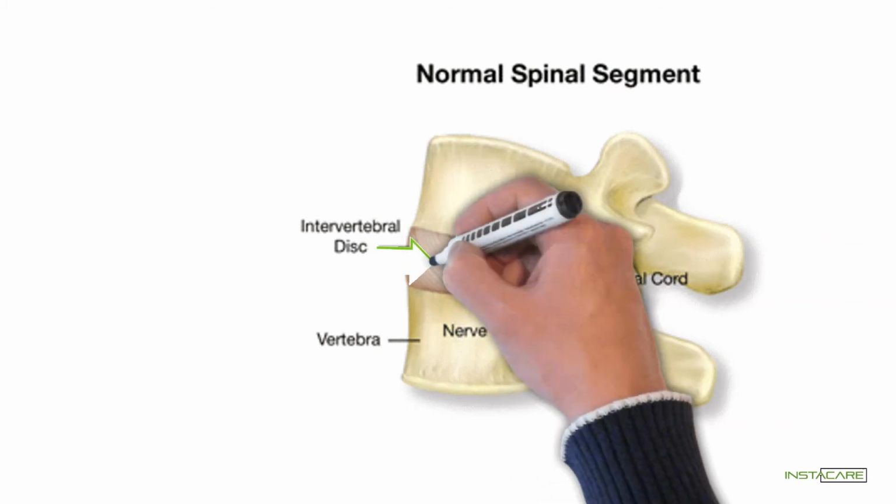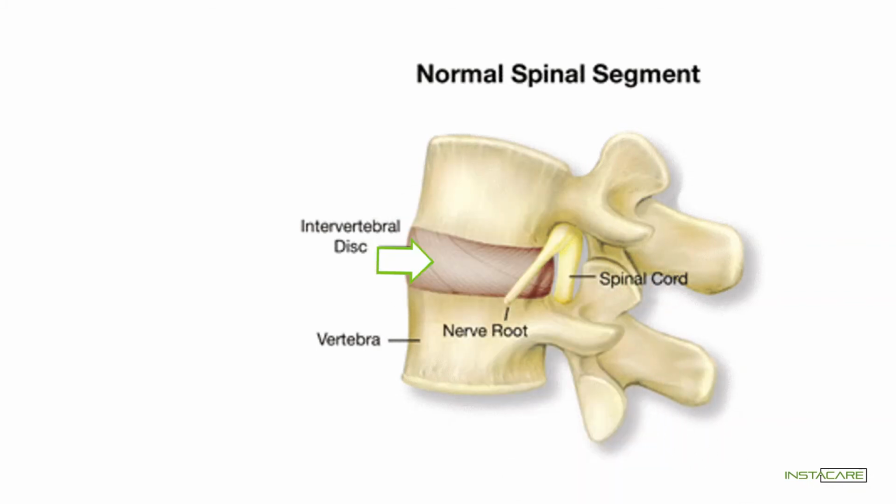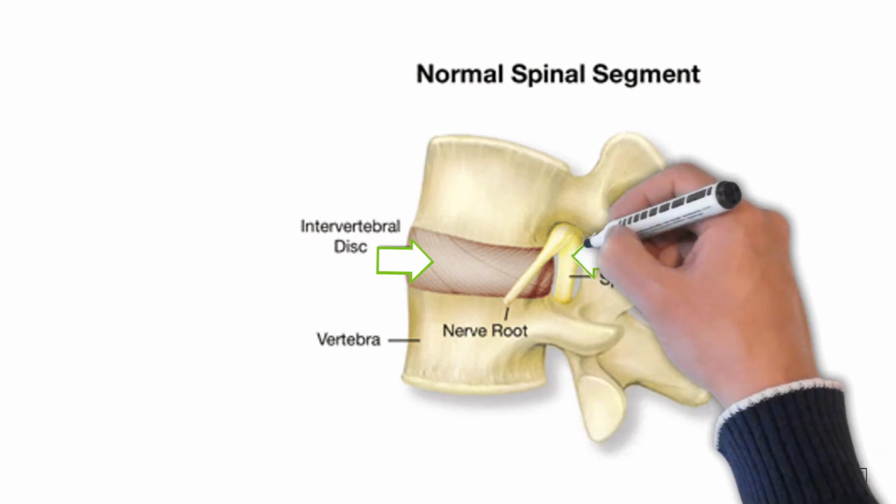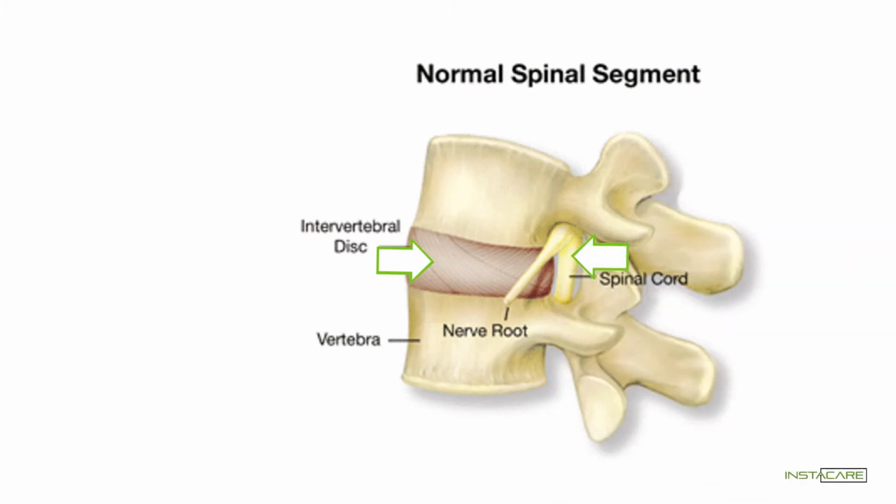Let's take a closer look at the individual segments of the lumbar spine. Note between the bones is the disc. The disc acts like a shock absorber that cushions the bones as the body moves. It has thick ligaments surrounding it to give extra stability. The lumbar spine surrounds the spinal cord to provide protection.